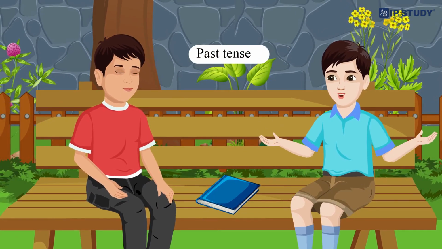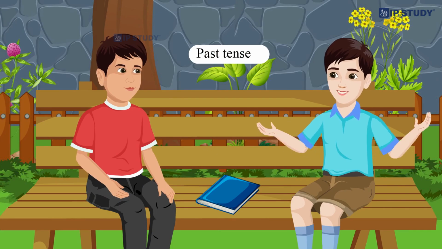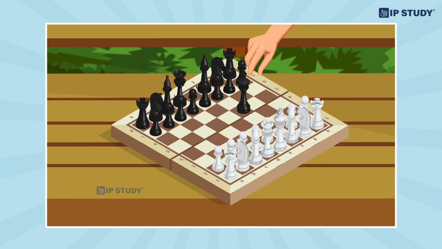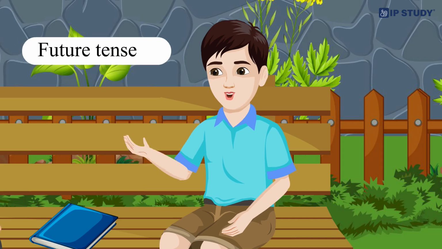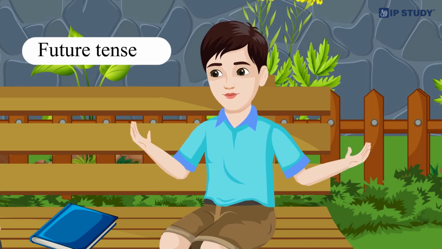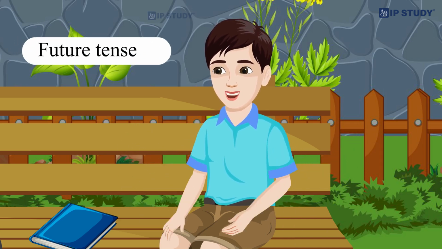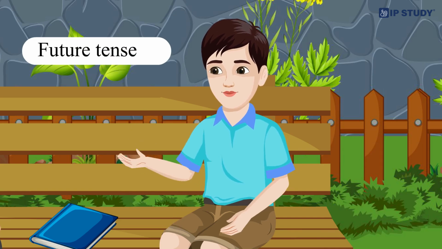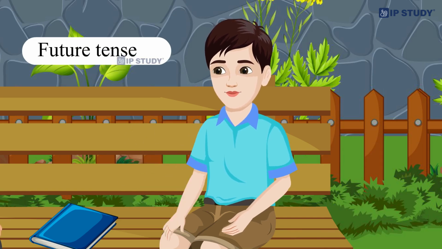Past tense tells us what somebody did in the past time, like yesterday when I played chess in the park. Future tense tells us what somebody will do later on in the future, like we will go for picnic tomorrow.